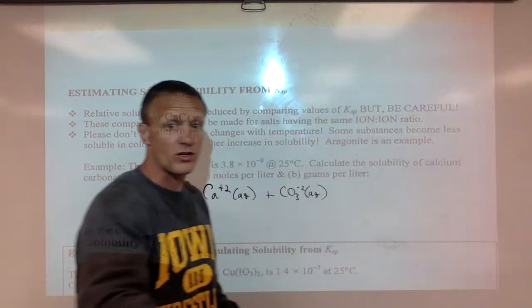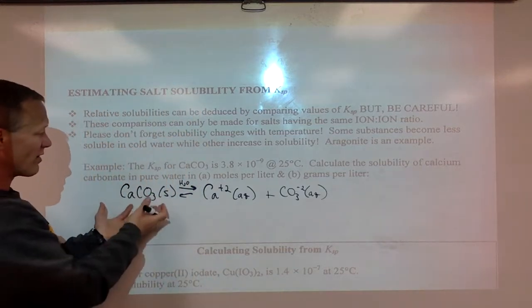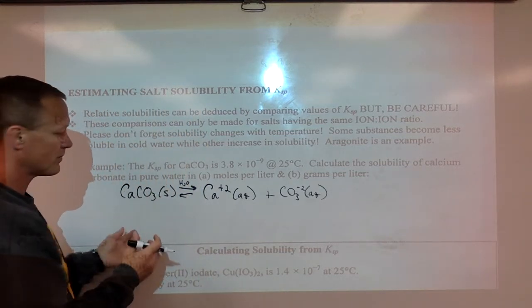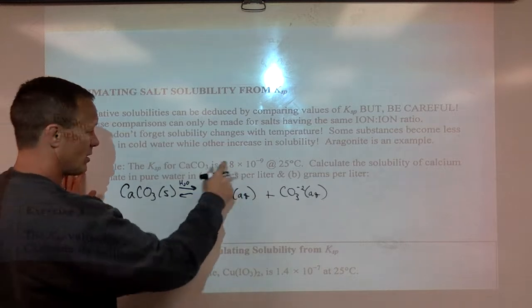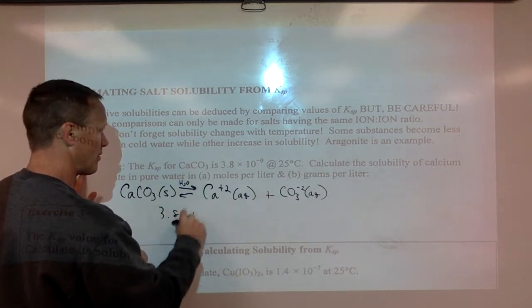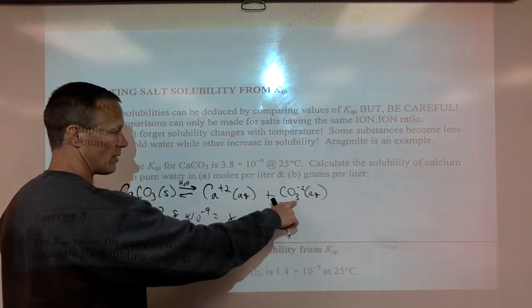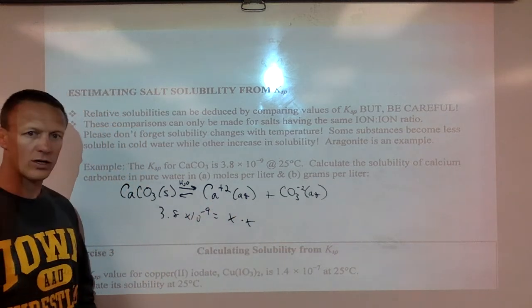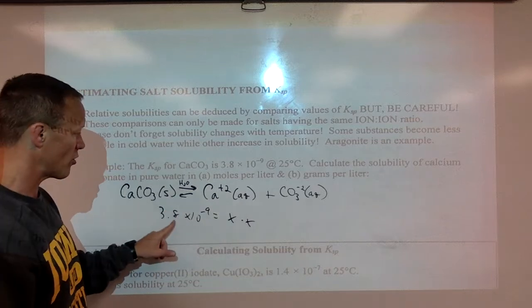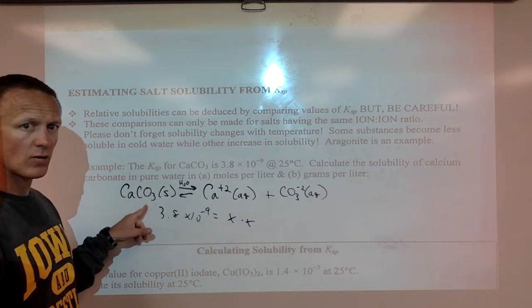In the previous video, we tried to figure out solubility in water. If I want to know the solubility of this compound in water and I know its KSP, 3.8 times 10 to the negative 9, equal to the concentration of calcium, I can put in X, times the concentration of carbonate, I can put in X, that is X squared. I can take the square root and figure out the solubility of this compound in water.